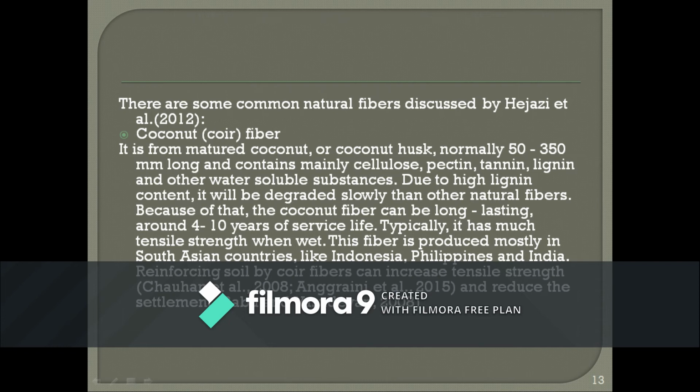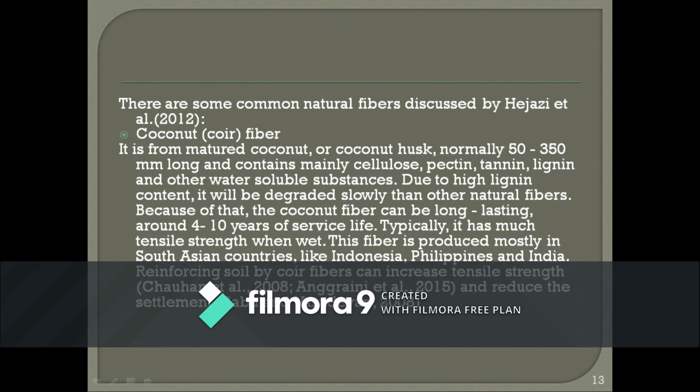Generally, when you take coconut fiber, it has mainly cellulose, and other substances that are present are pectin, tannin, lignin, and other water soluble substances. Due to high lignin content, it will degrade more slowly than other natural fibers. So when compared to other natural fibers, this particular coconut fiber will degrade slowly.